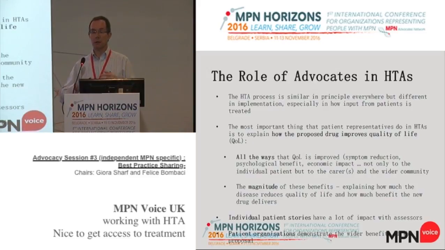Okay, so an HTA needs to assess all of these different aspects of the impact of the disease, and then of course not only measuring all the different dimensions of the impact, but also obviously measuring the quantity, the magnitude of those impacts, and how much that quality of life is affected.